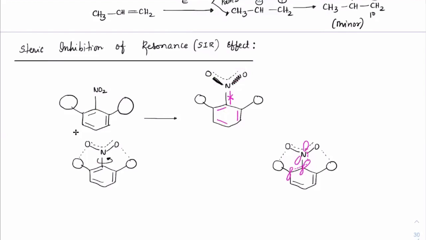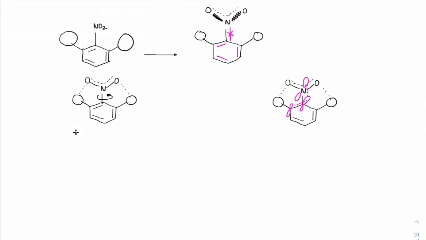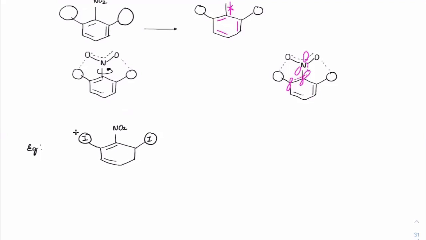I guess this point is clear. Now imagine, as an example I give you, we have NO2 here and there are two bulky groups like iodines. There is one iodine here, one iodine here. So iodines are sufficiently bulky. And then we have one more NO2 group here. Now I analyze the bond length here as X and the bond length here as Y, got it?